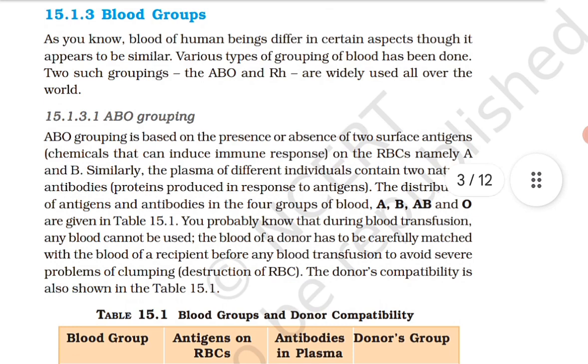Platelets, also called thrombocytes, are cell fragments produced from megakaryocytes, that is special cells in the bone marrow. उनको क्या कहते हैं? Megakaryocytes. Blood normally contains 1,50,000 to 3,50,000 platelets mm⁻³.